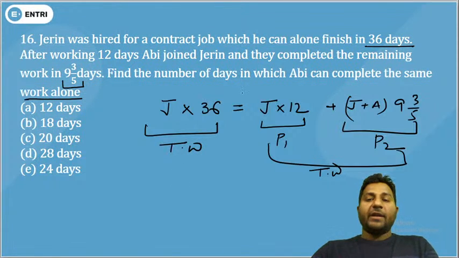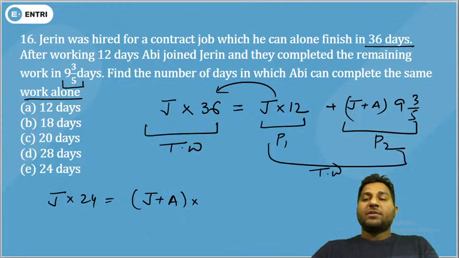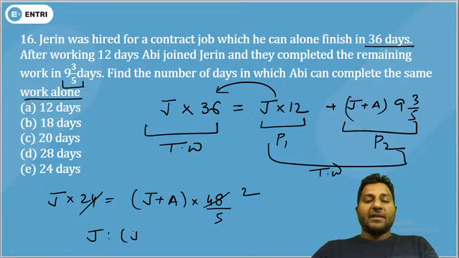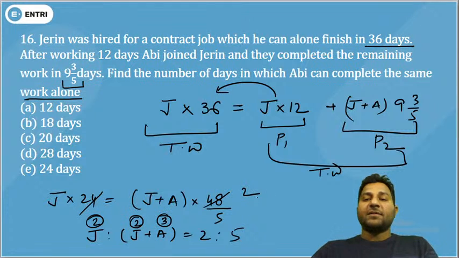Now let's equate Jerin's work with Jerin's work. So Jerin's 24-day work must have been equal to Jerin and Abhi's 9 whole 3 by 5. That means 5 9s are 45, 48 by 5. So clearly Jerin and Jerin plus Abhi must have what? 2:5 efficiency. So if Jerin had 2 efficiency, that means Abhi must have 3 efficiency. Find the number of days in which Abhi can complete the same work alone.